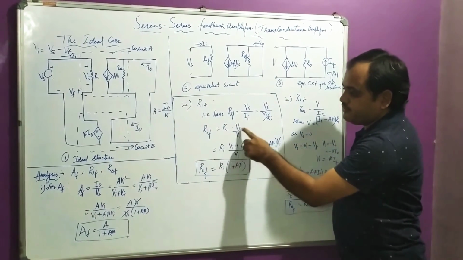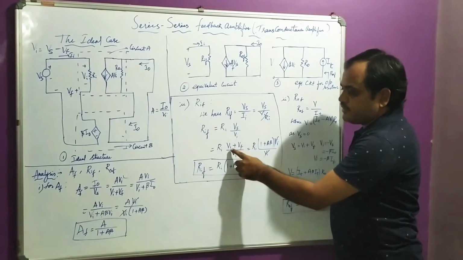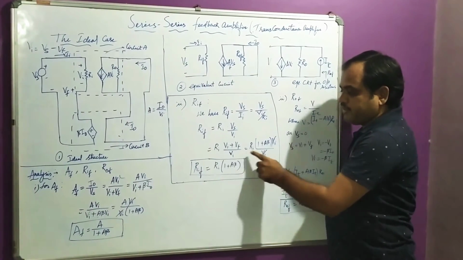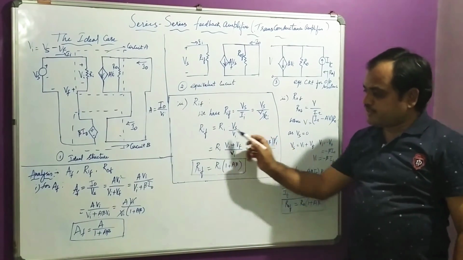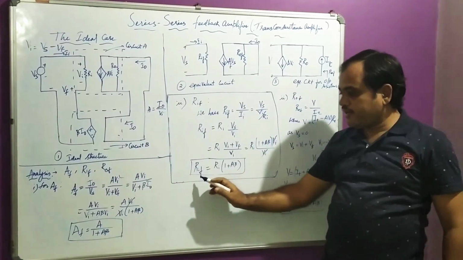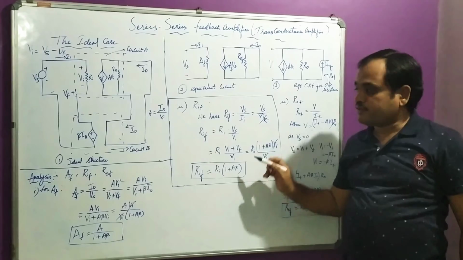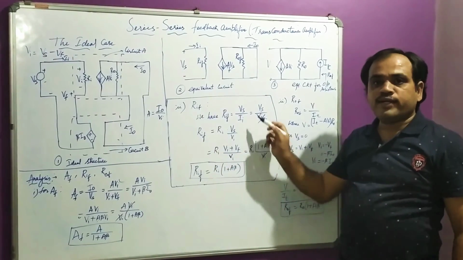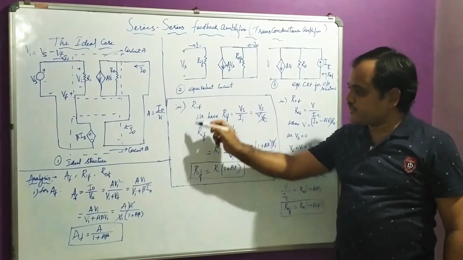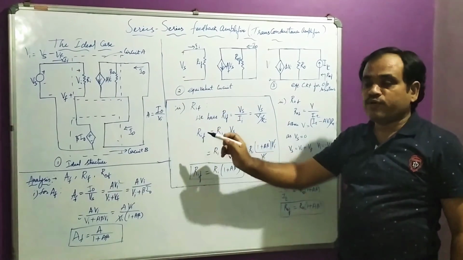Same thing I have written. So Ri comes here, Vs by Vi. Now Vs is nothing but Vi plus Vf divided by Vi. So if you observe this particular output Rif, we have got Ri into 1 plus A into beta, same as voltage amplifier, right? There is no change at all. It is same as voltage amplifier.